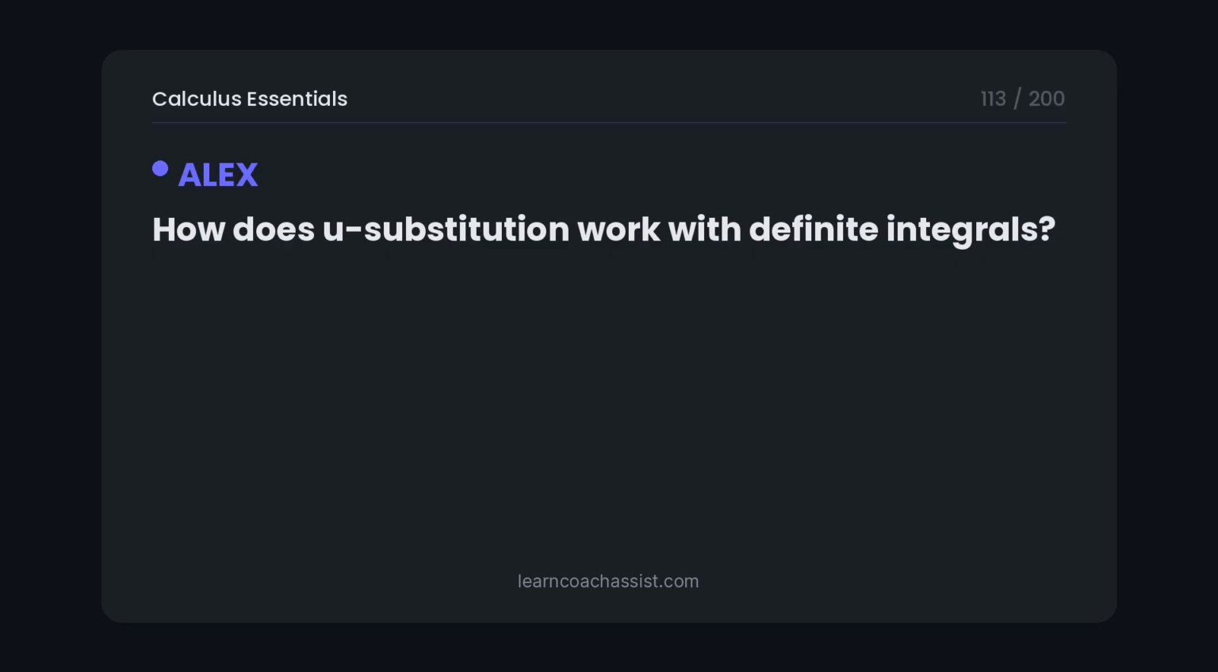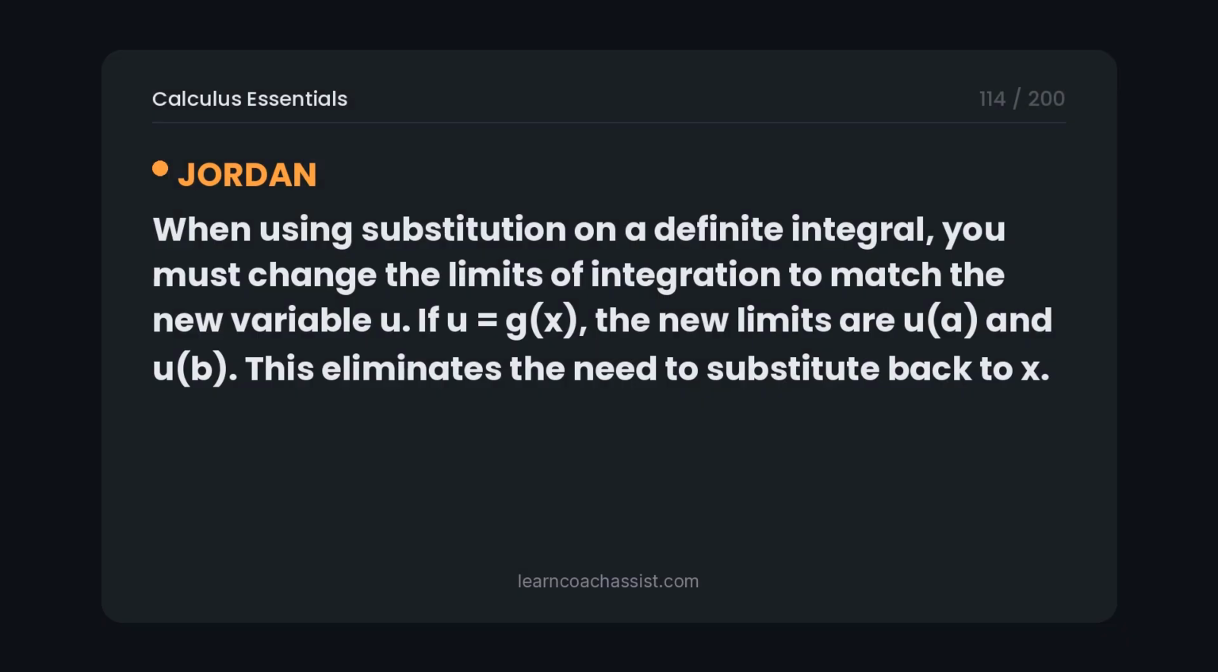How does U-substitution work with definite integrals? When using substitution on a definite integral, you must change the limits of integration to match the new variable u. If u = g(x), the new limits are u(a) and u(b). This eliminates the need to substitute back to x.